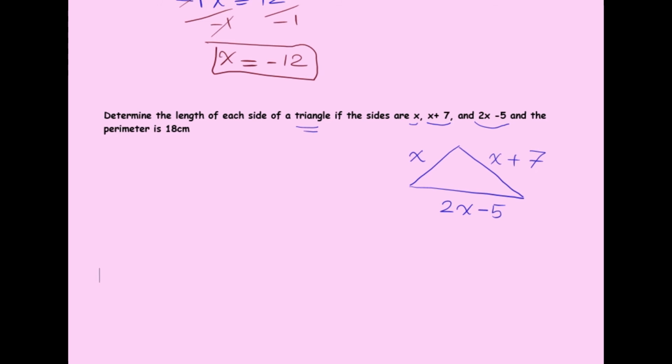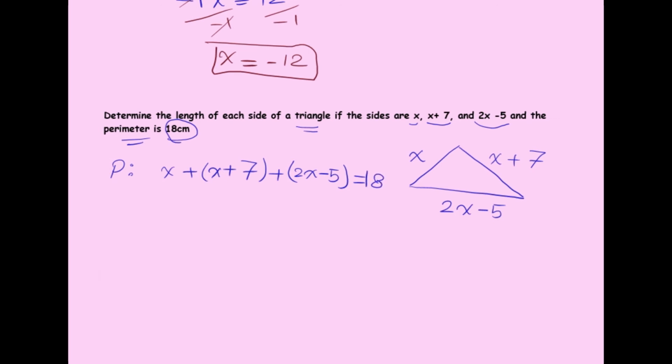So far all the information is this, continue. And the perimeter is given. The perimeter is 18. Perimeter, you know that you have to add up all three sides' lengths together. So therefore the perimeter, you know that is x plus 7 plus the other side is 2x minus 5. This perimeter is supposed to be 18. Yeah? Just solve this equation.